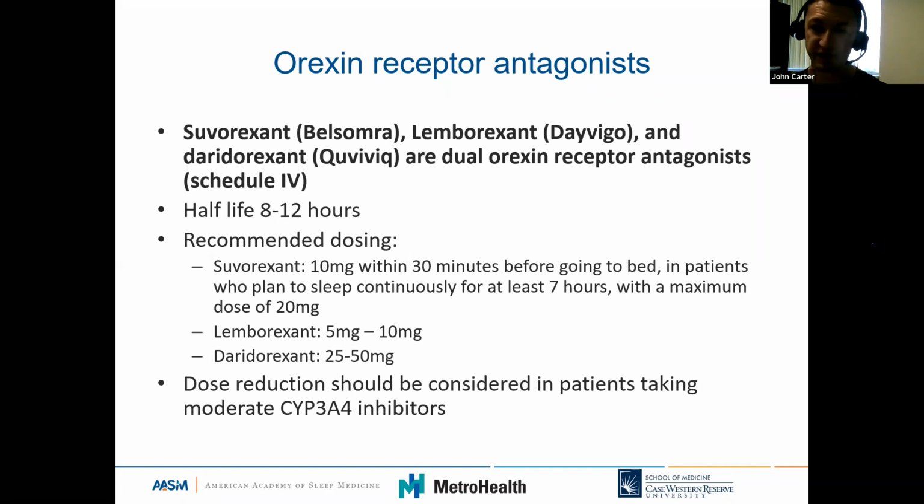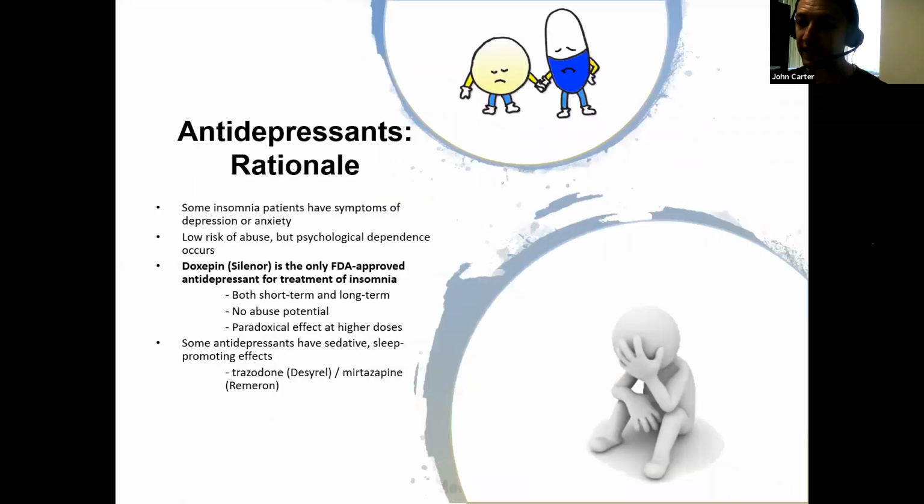And the dosing of these is shown here. As with anything else, you start at a low dose and you escalate based on the clinical response. All of these are metabolized by cytochrome P450, specifically the 3A4 enzyme. And so you want to be careful with medications that inhibit 3A4 and consider a concomitant dose reduction. We don't need to review that.